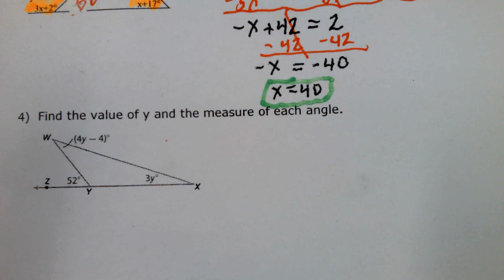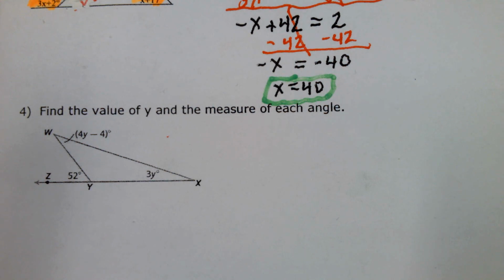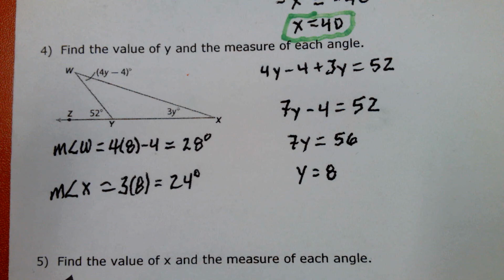I'd like you to try this one. Set it up and let's solve it. We're going to do the same thing. We're going to find the measurement of y again, and then use it to find the measurement of each angle. Set up your equation and then solve it. You'll find out what y is, and then use that to figure out the measurement of the angles you don't know. Okay? I got 28 degrees and 24 degrees.